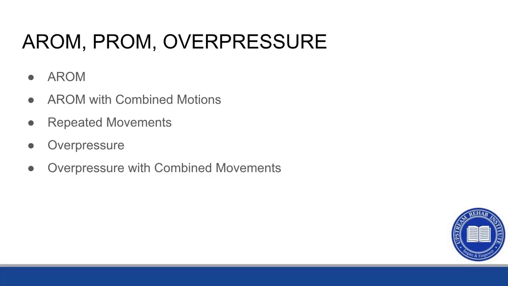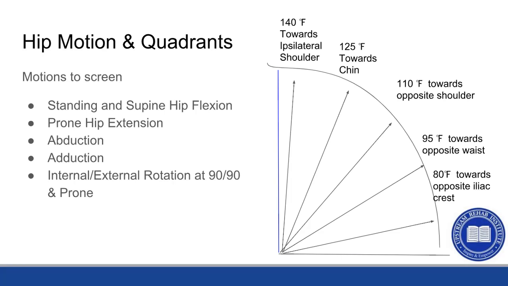So for your active range of motion and your passive range of motion, again, we covered this with screening, but you want to go active, then active with combined motions, repeated motions, and overpressure with combined motions. That's the general flow you should have when you're looking at the motion of the lower extremity.